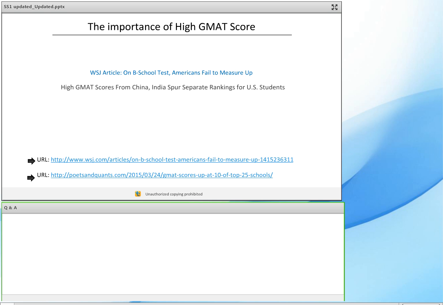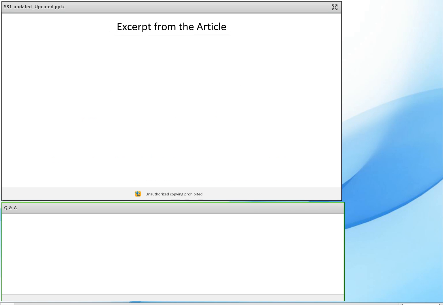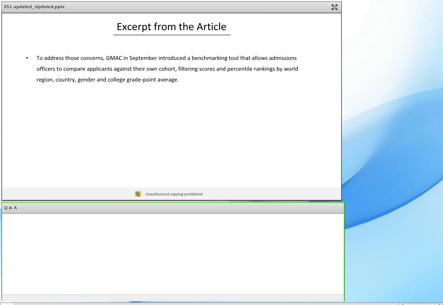What this article really said is that high GMAT scores from folks from India and China have caused a problem for B school admission officers, and that has led them to ask the GMAC to provide separate rankings for Americans, separate rankings for Chinese, and separate rankings for Indians. And why did they do that? Let's really understand this. To address those concerns, the concerns are that Caucasians do not score high, or Americans in general do not score as high on the GMAT as they used to because of increased competition from Asians.